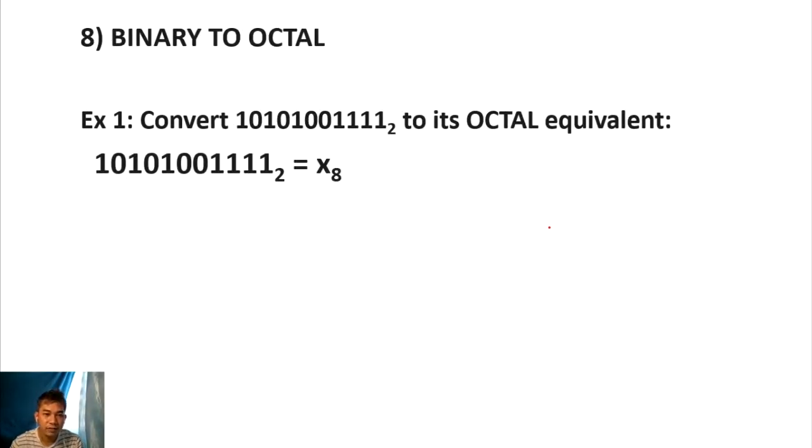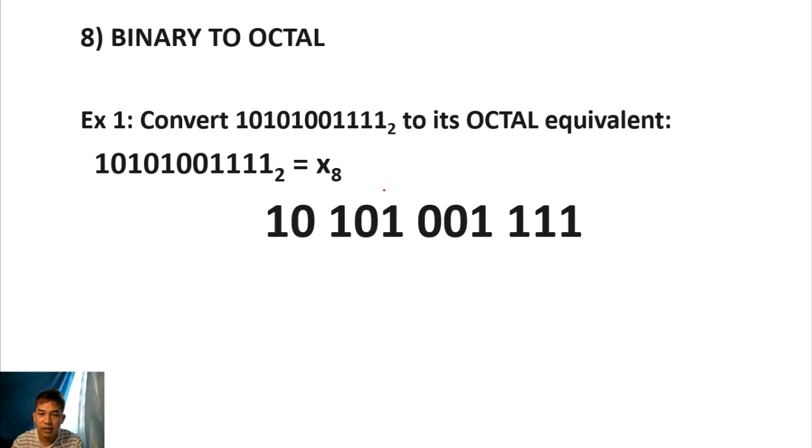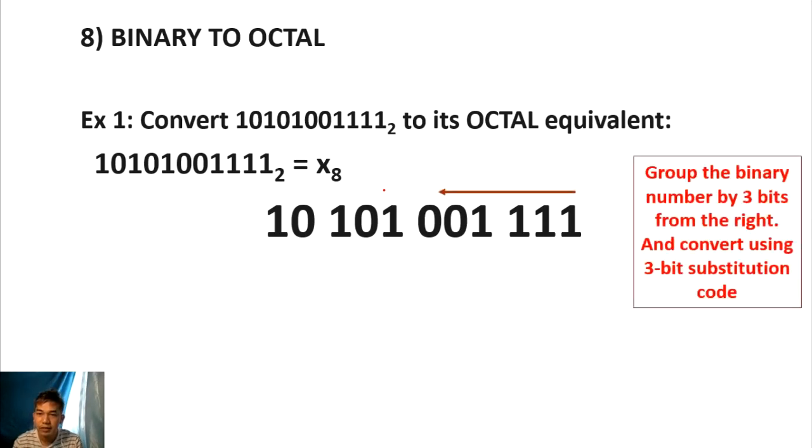Okay, now, we have binary to octal. So, convert natin ang 1010100 1111 base 2 to its octal equivalent. Okay? So, still using the 3-bit substitution code. But by this time, i-group muna natin yung binary number by 3 bits from the right. So, starting from here, from the right. And then, convert natin siya to 3-bit substitution code. So, meaning, this is one group, another group, another group, and then another group.